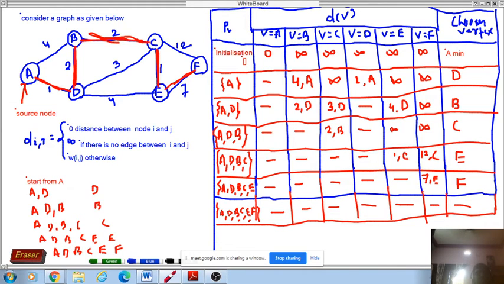Is it a cycle? Is it a cyclic graph? Starting from this, we are going to C, C to E, then this. This is not a cycle. Isn't it? Are you getting this?